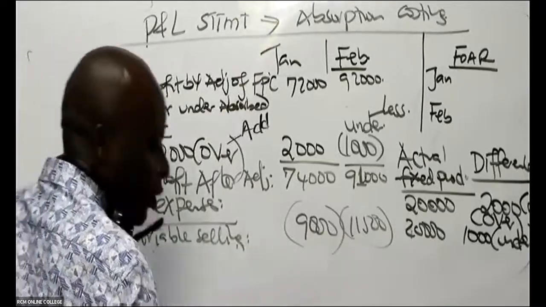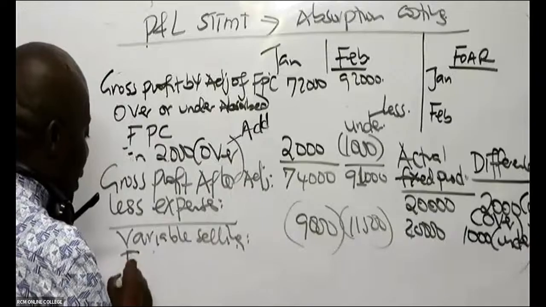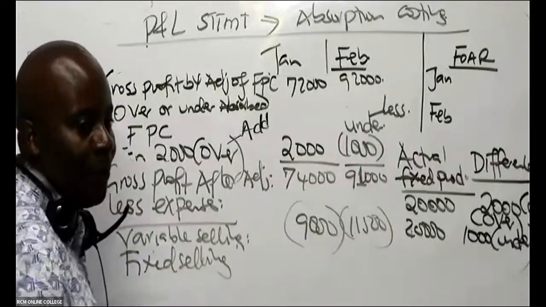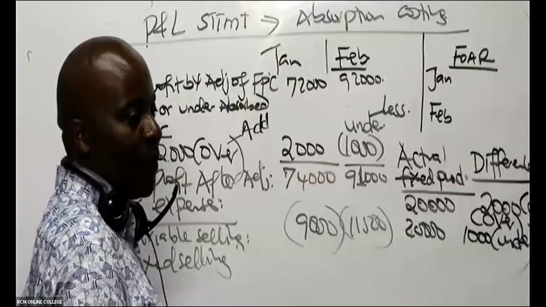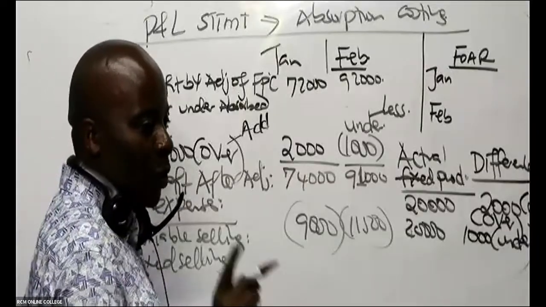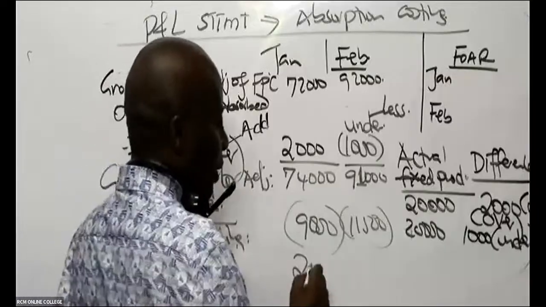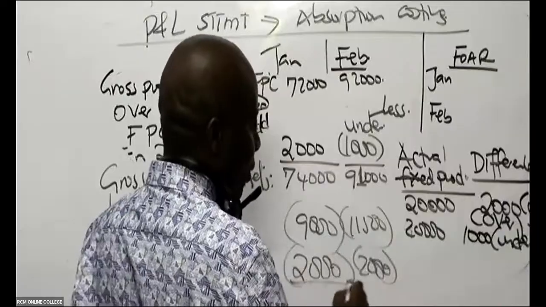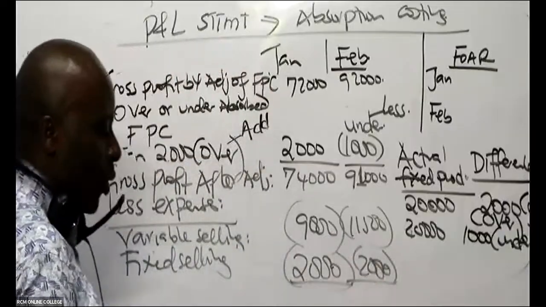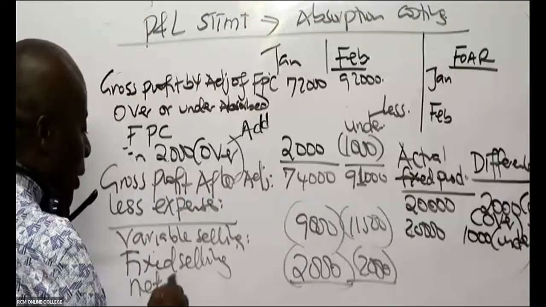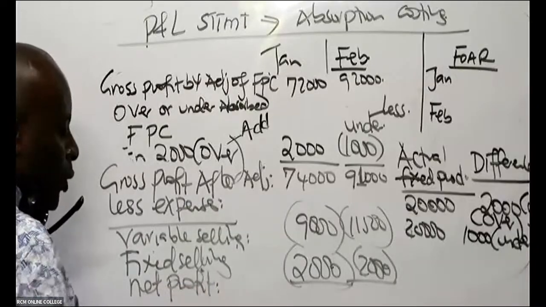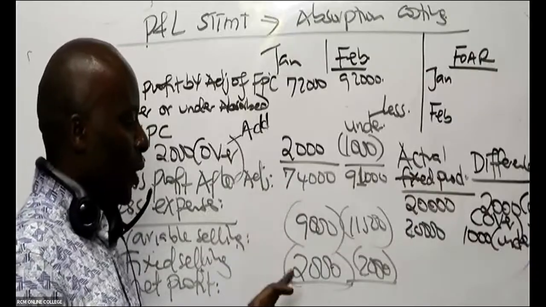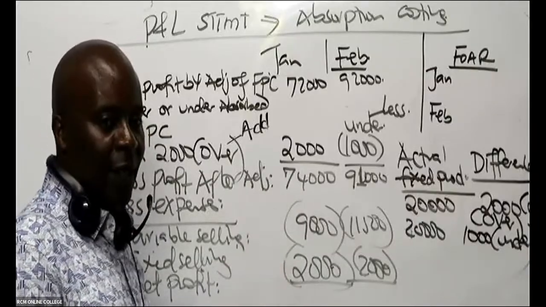After that, we have our fixed selling. So come here, we have our fixed selling. So fixed selling is how much? It is 2,000, not 20. So it is 2,000 in January and 2,000 in February, isn't it? You subtract like that. So now you are able to get what you could call net profit. Is that okay? So net profit will be 74,000 minus this, minus this.